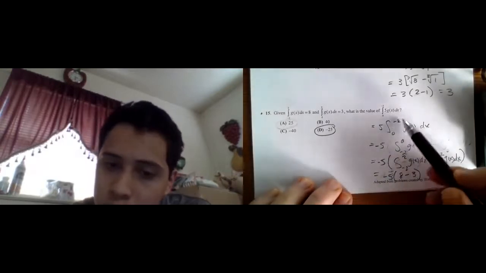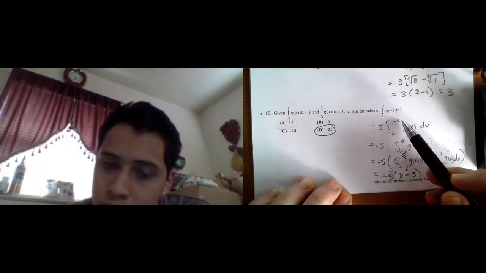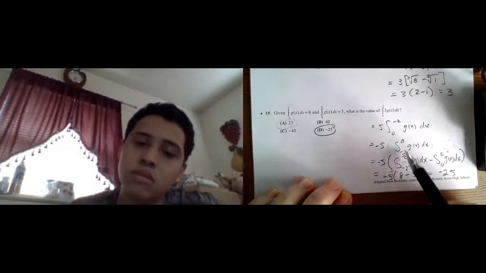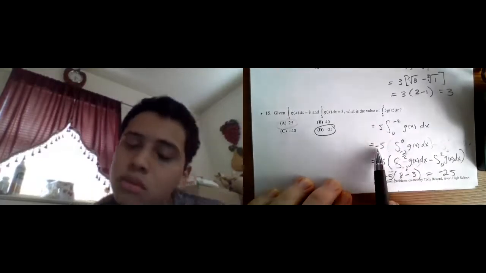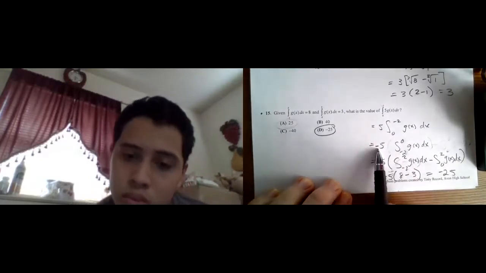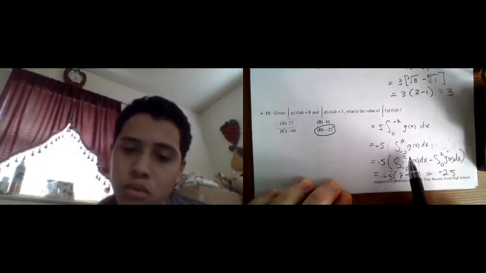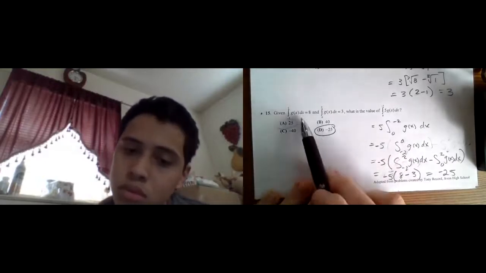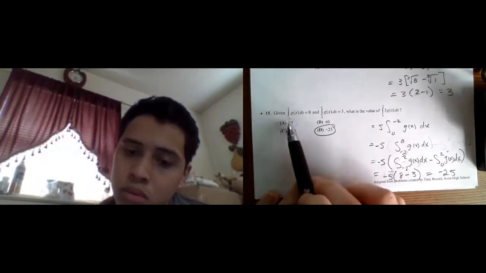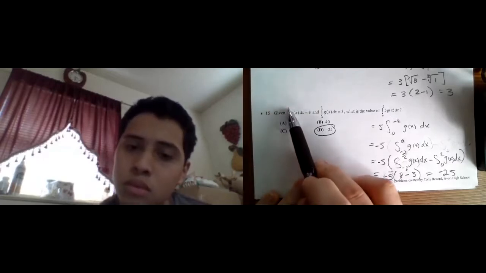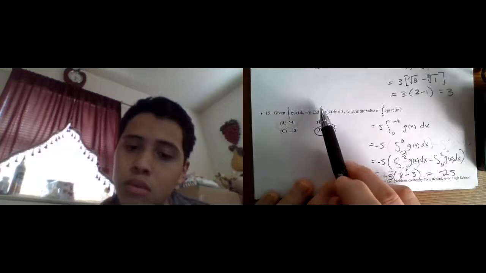However, these limits of integration are out of order. The smaller ones should be on top, or the lesser ones on top. So I flip them, -2 to 0, and that makes the coefficient negative. Once we have them in the right order, it's going to be a lot easier for us to use the given information, because they told us the integral from -2 to 2 and the integral from 0 to 2.